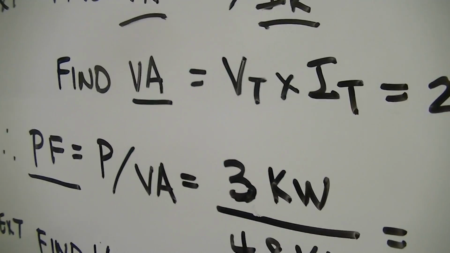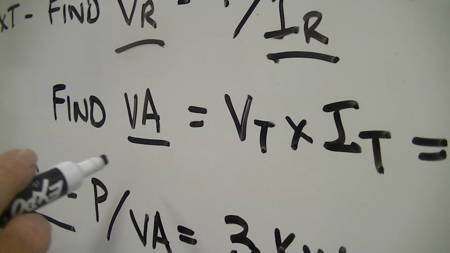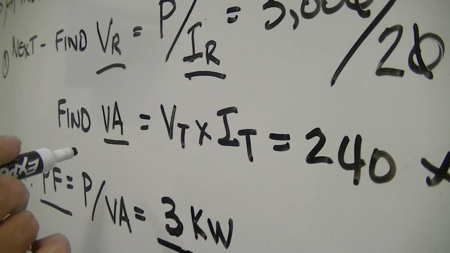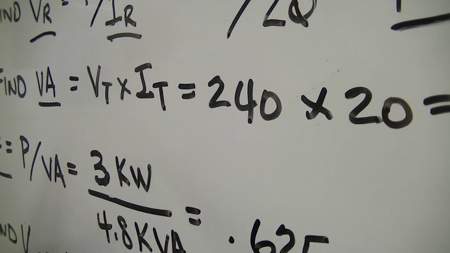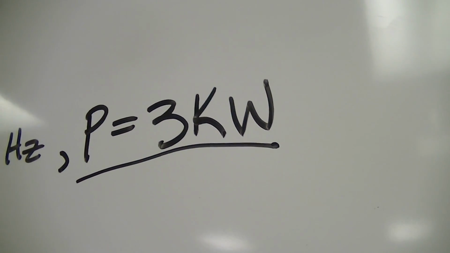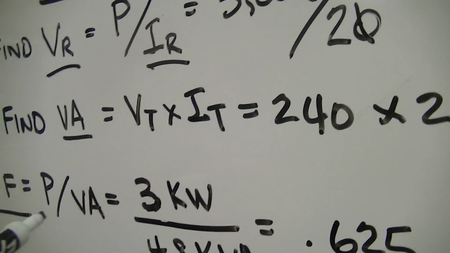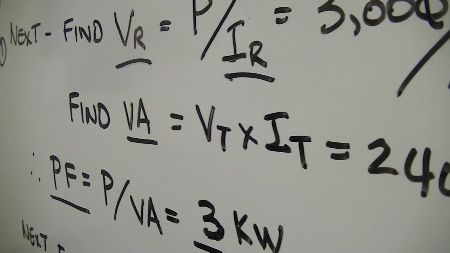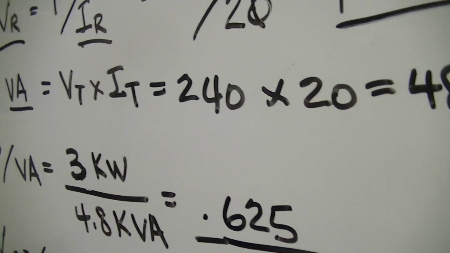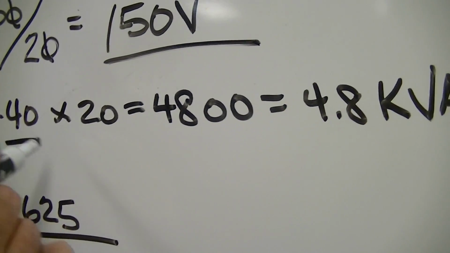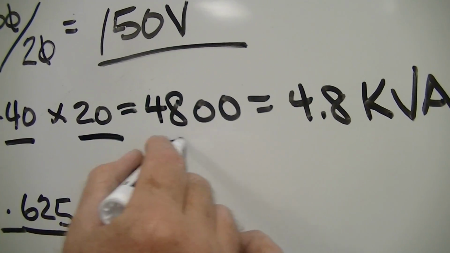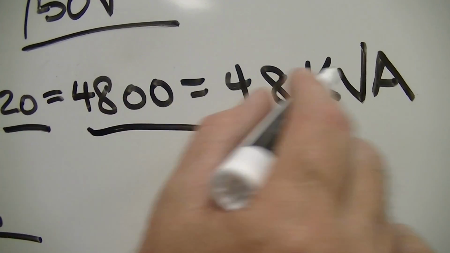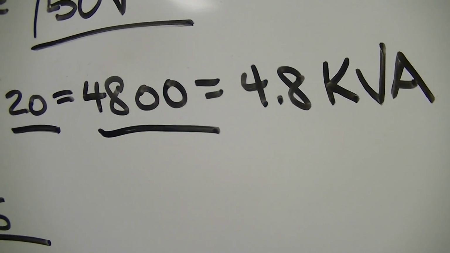So now that I've got that figured out, the next thing I'm going to go after is the VA. Why? Because the VA is something related to the true power where I can calculate the power factor. So I'm going to go after VA, and VA is going to be the total voltage times the total current. So that's 240 volts times 20 amps, which is 4,800 VA, which works out to be 4.8 kVA.